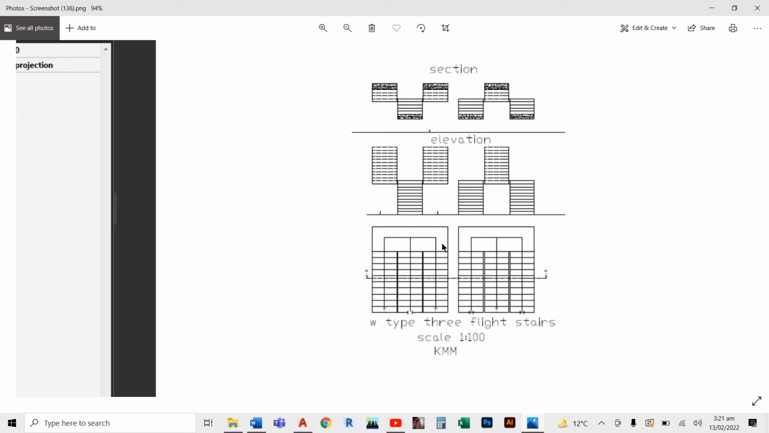And this portion is called landing. Why provide this portion? When you want to get rest, we can use this portion. Or maybe there will be some fire or some emergency, and someone is not able to run, so they can rest in this place, in the landing place. So this is the elevation of this type of stair.